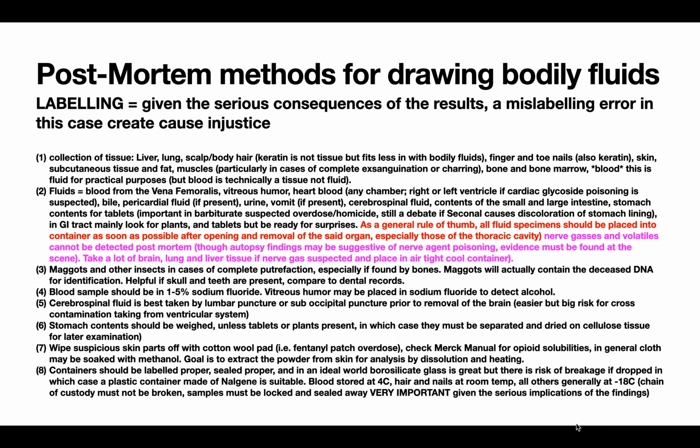To collect tissue, you take liver, lung, scalp, body hair, finger and toenails, skin, subcutaneous tissue, and fat. Muscles are particularly useful in complete exsanguination or charring. You take bone and bone marrow. I put blood in tissue because technically it is a tissue, loose connective tissue, but for practical purposes, we'll consider blood to be a fluid.